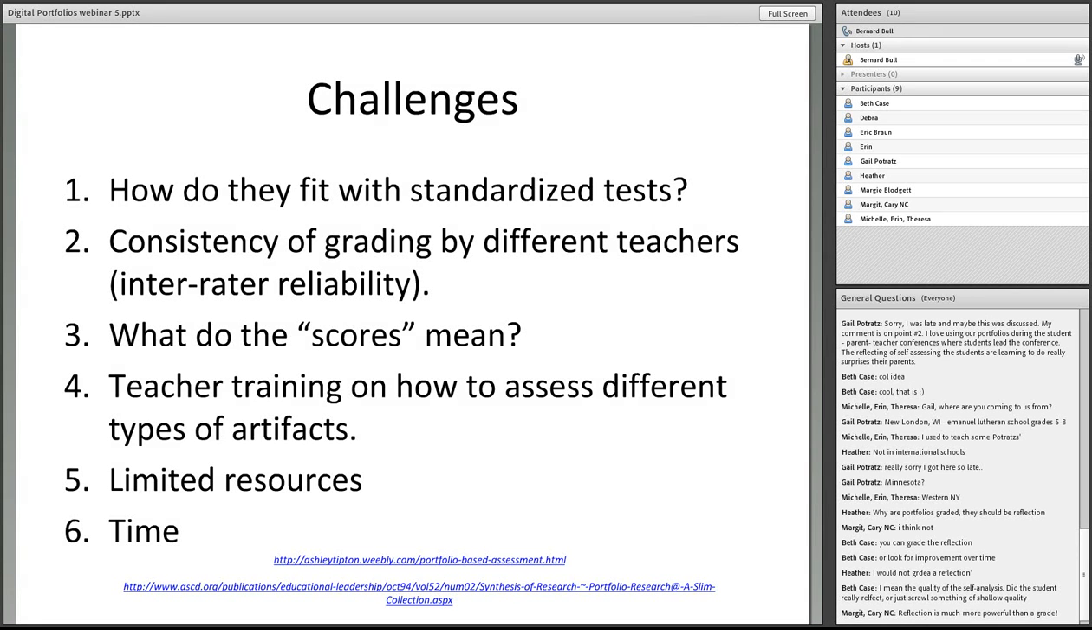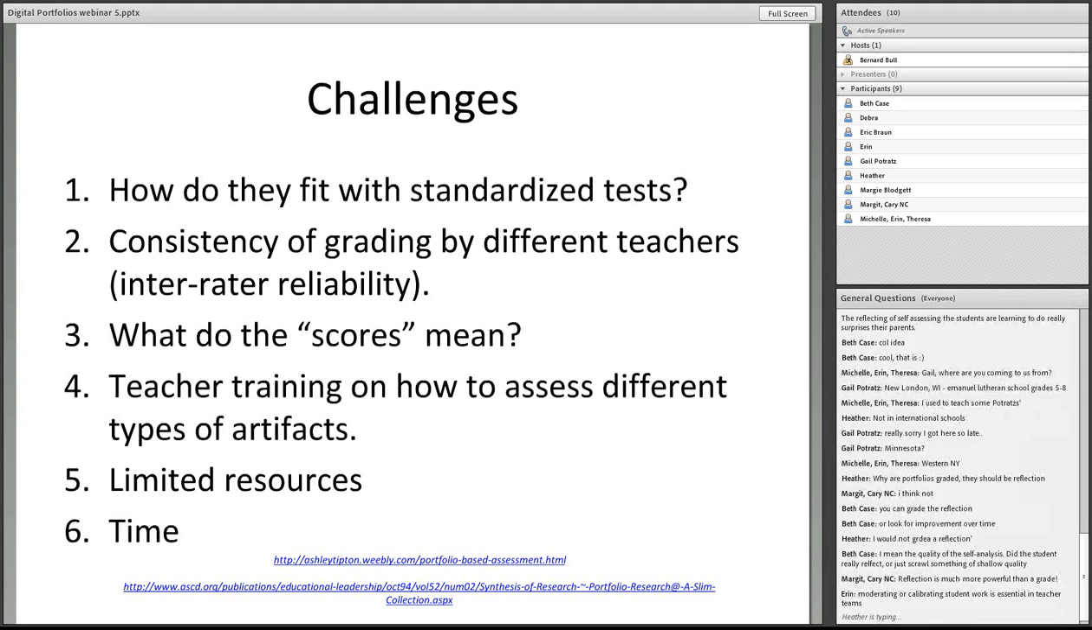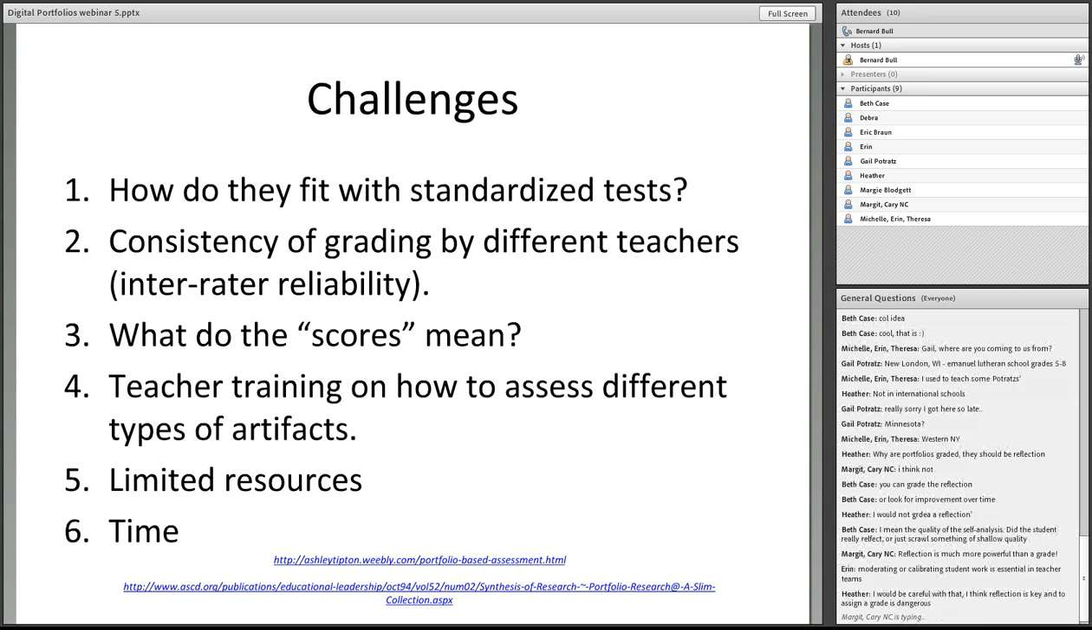Beth wrote, I mean the quality of the self-analysis. Did the student really reflect or just scrawl something of shallow quality? So yeah, I agree with the comments that reflection is powerful. Just as we've talked many times, formative feedback is one of the most important elements when we talk about assessment. When it comes to actual learning, we know that formative feedback is one of the keys. And reflection can be a form of formative feedback, right? Self-generated formative feedback.